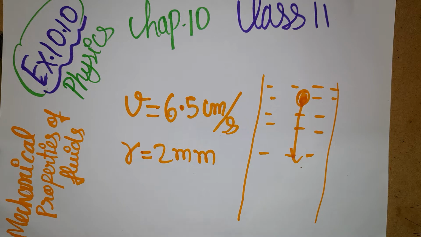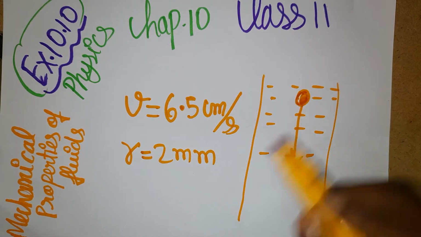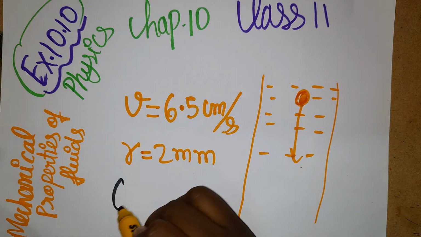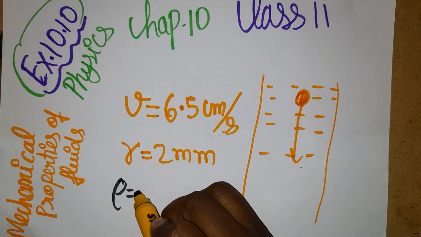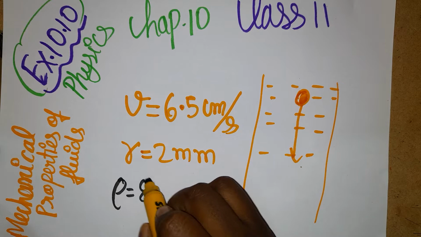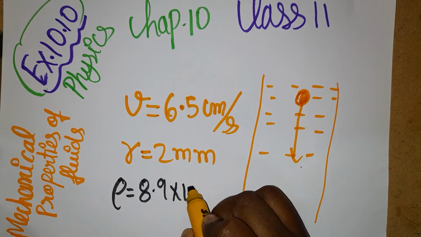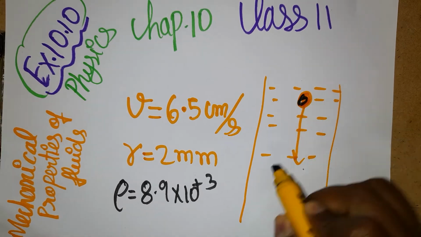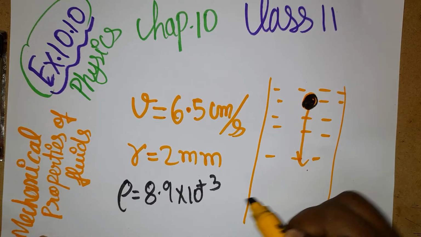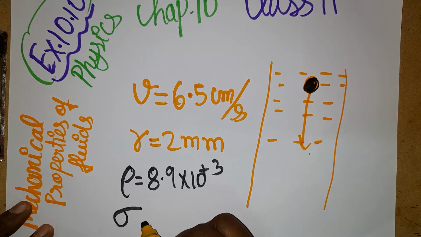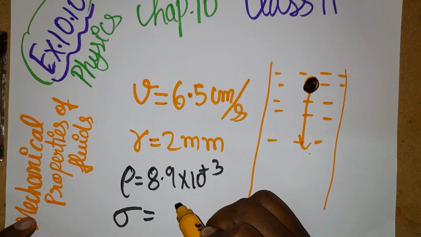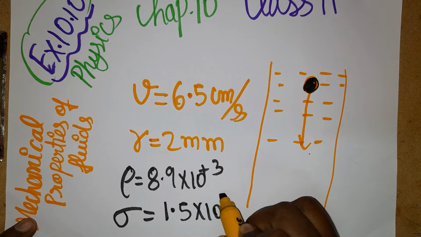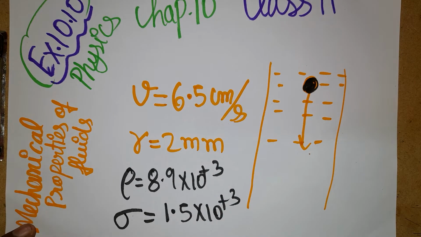Next, the density of the sphere, the copper ball, is given in the question as 8.9 into 10 power plus 3. The density of the oil is going to be called sigma. So there are two densities, don't get confused. The density of the oil is 1.5 into 10 power plus 3.